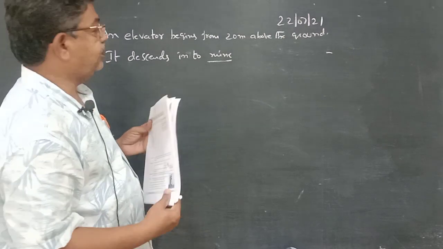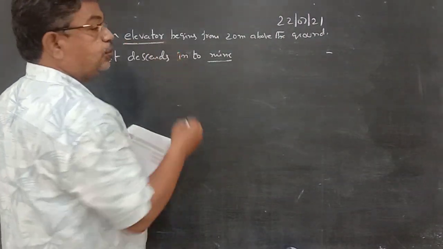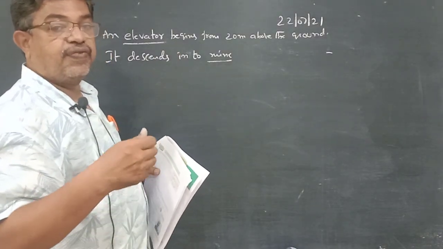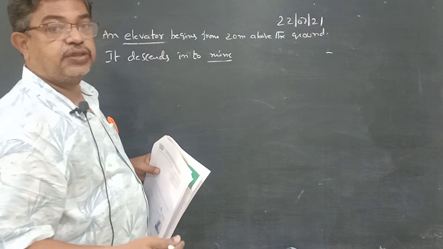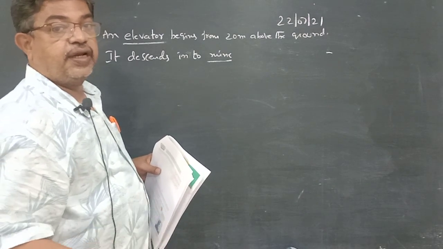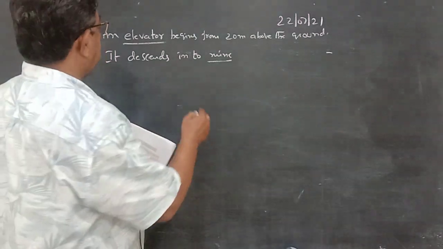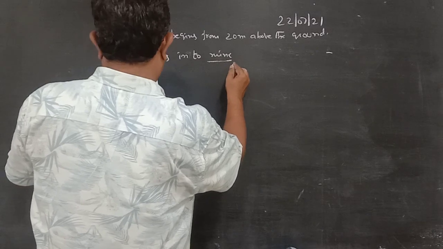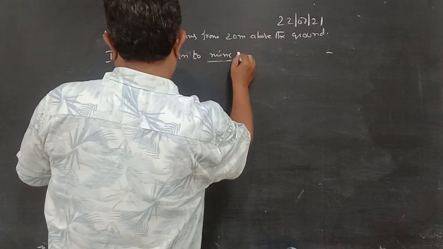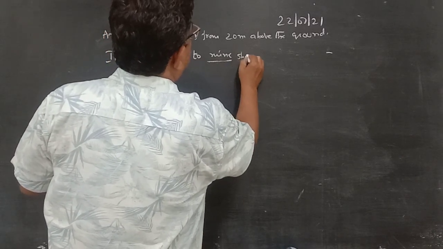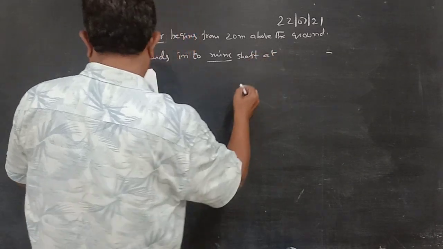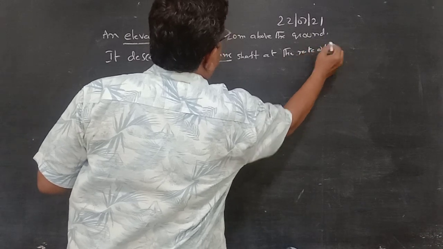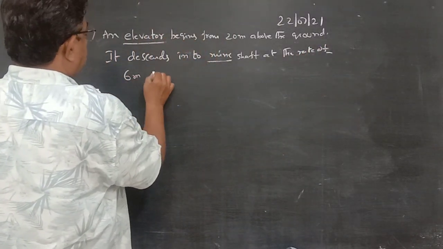Bhoomi lopaliki vellali manam. So, in such cases, elevators are used. From ground level, the working people will go from ground level into the earth up to some feet depth, meters depth. So, in such case, the elevator is moving, descends the earth into the mine shaft at the rate of 6 meters per minute.